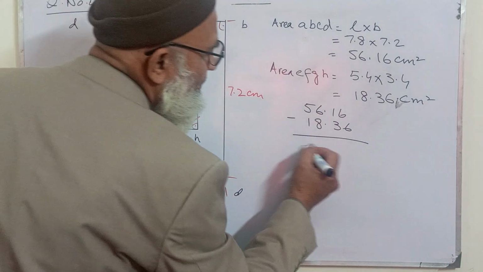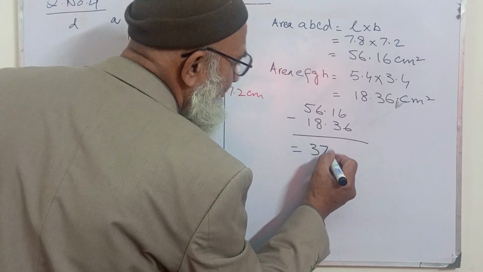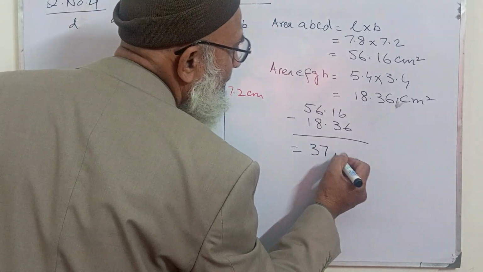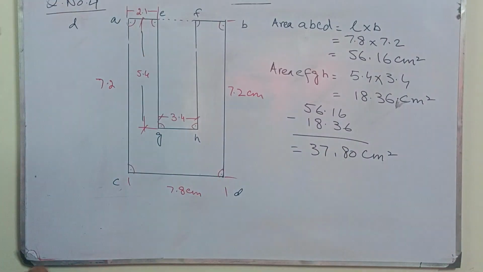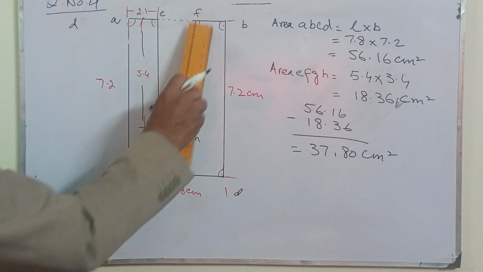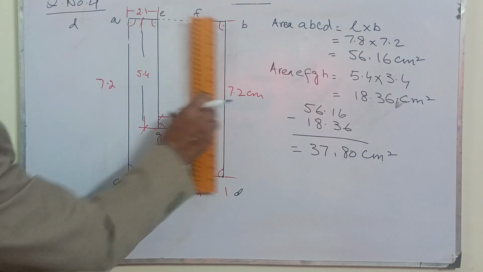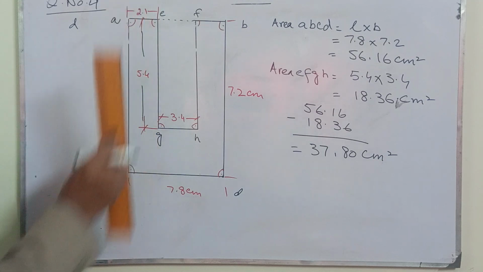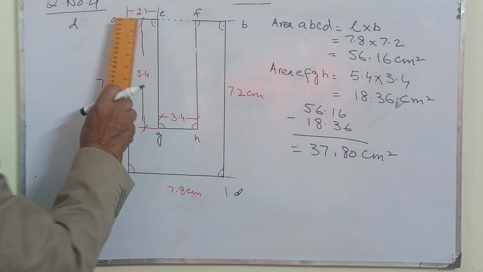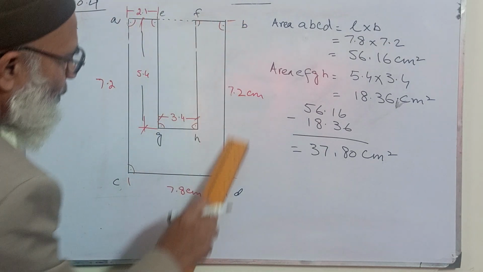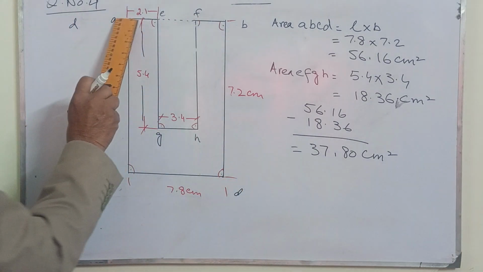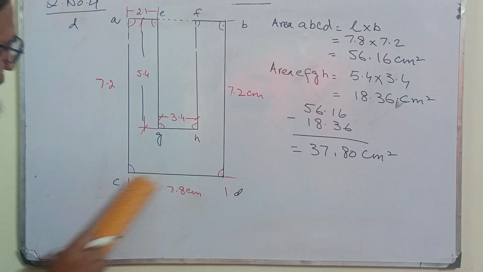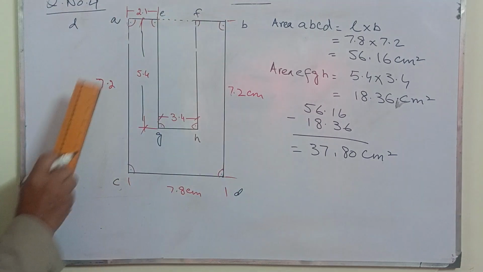It will become 37.8 centimeter square. Now you see what I did: I found the area of the whole rectangle. This whole rectangle, from A to B to C to D.